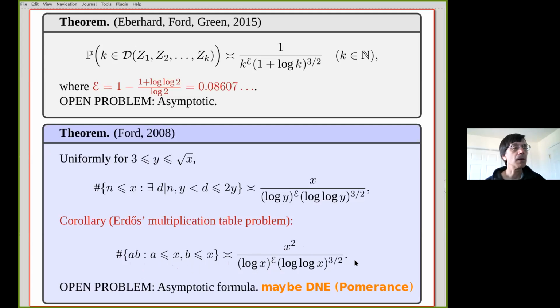And it's an open problem to find an asymptotic formula, although there is some rough heuristic argument by Pomerance that says that it might not exist. That is, an asymptotic might not exist. The ratio of left and right sides here might undergo some slow oscillation. All right, but that's completely open at the moment.